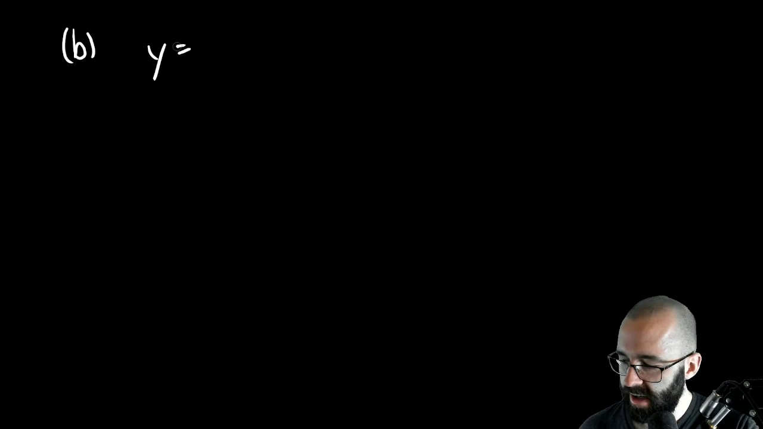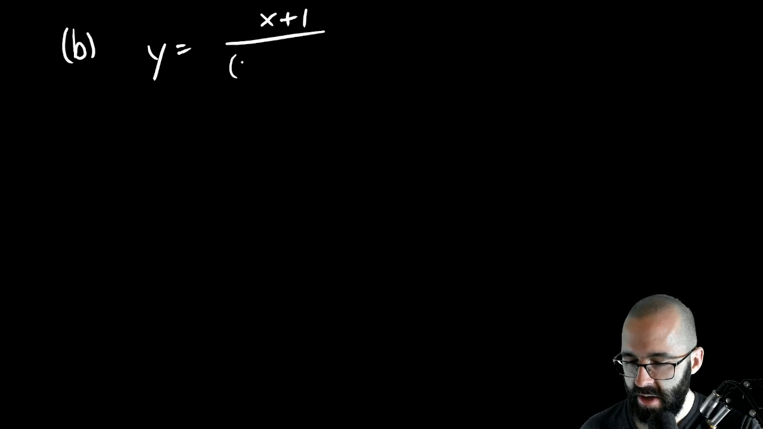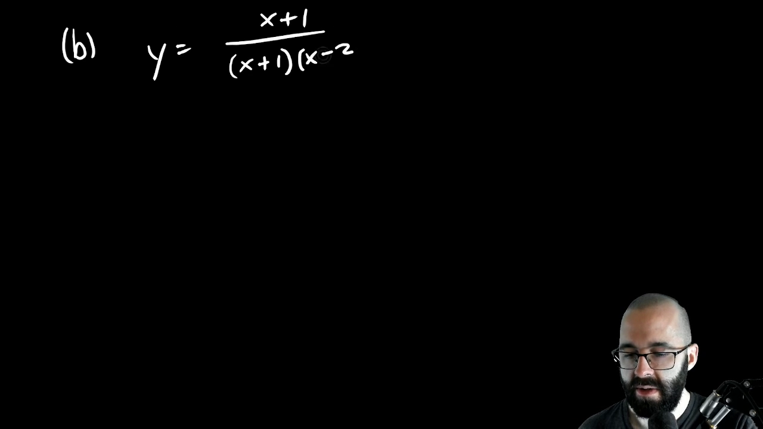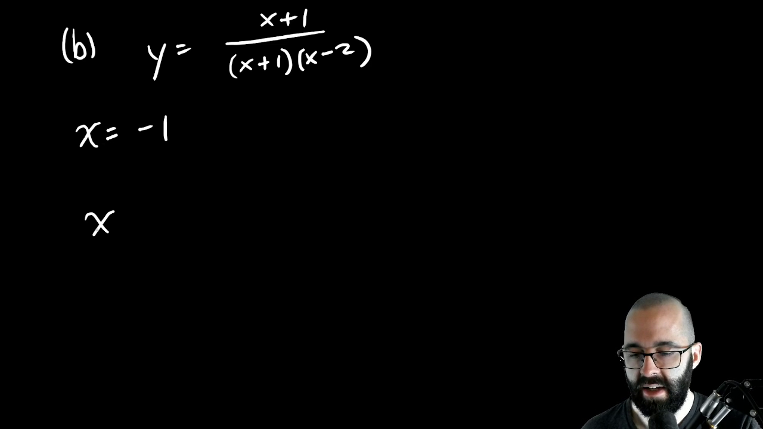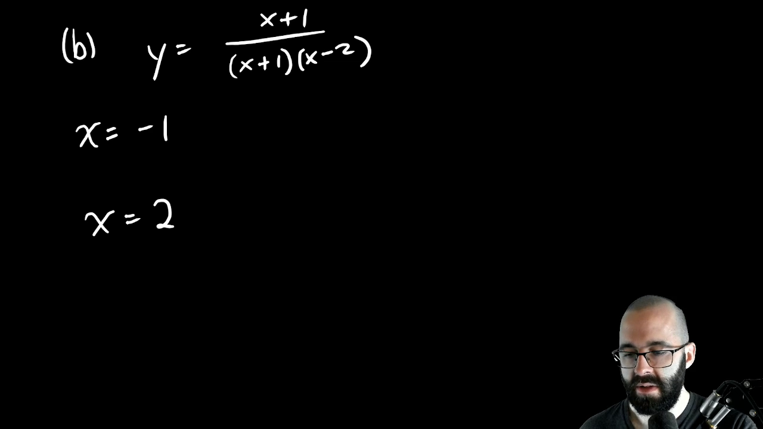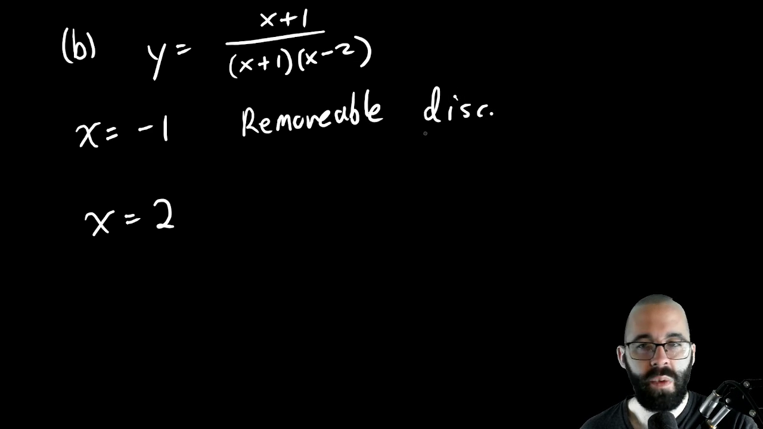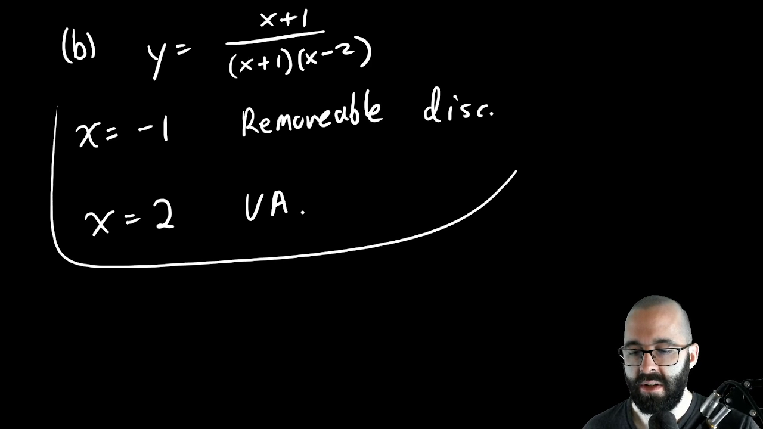We could also have done this for part B, which was y equals x plus 1 over x plus 1, x minus 2. And again, there's two kinds of discontinuities here at -1 and +2. At -1, it does share a factor. It should be a hole, a removable discontinuity. The second one does not appear in the numerator. It does not share a factor, so it should be a vertical asymptote.